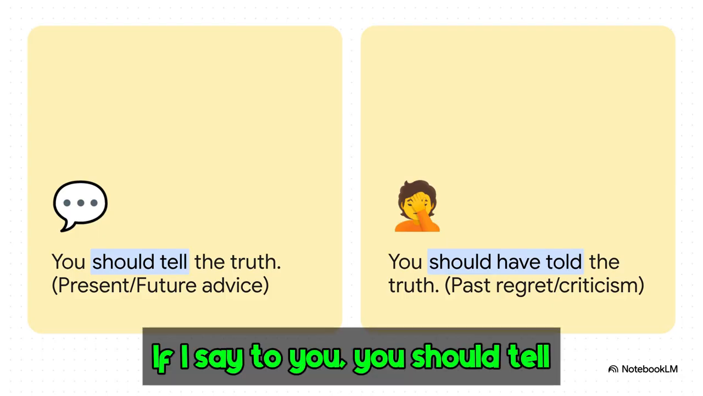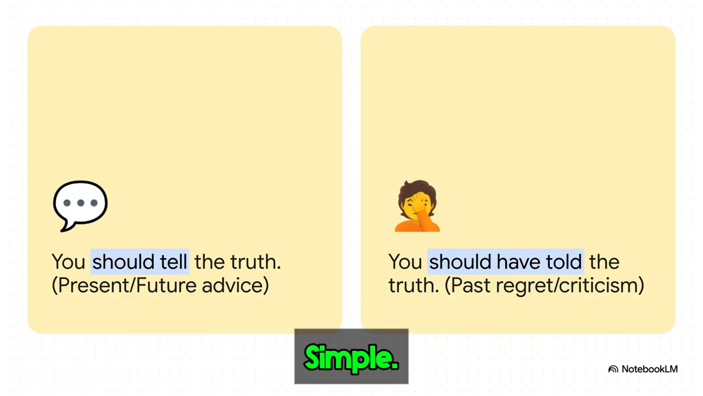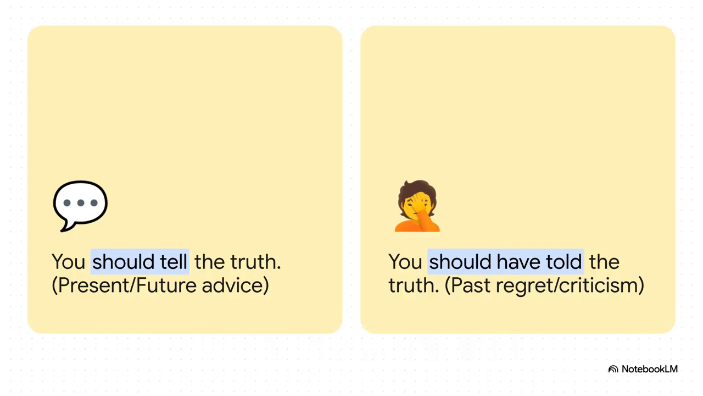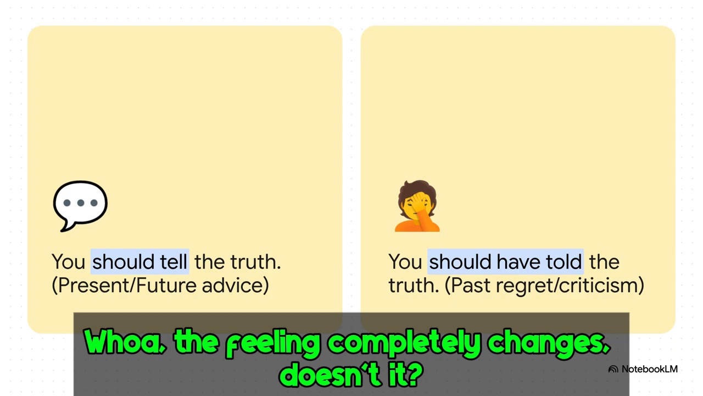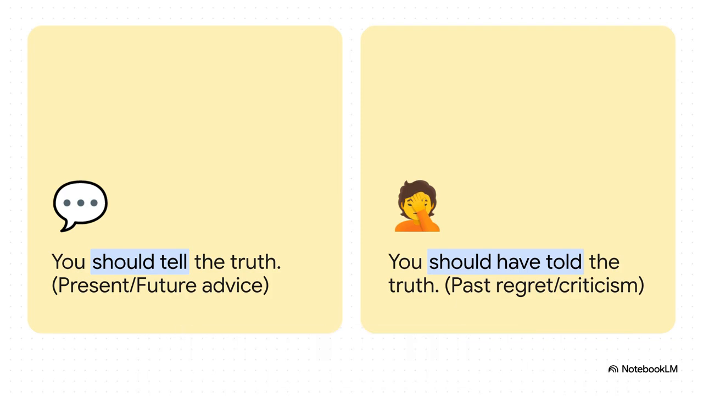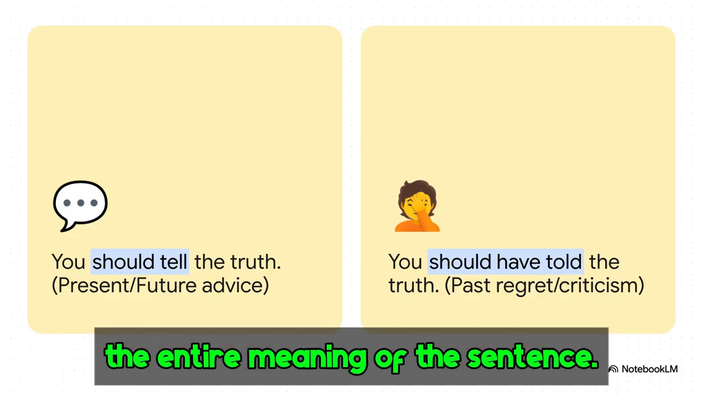If I say to you, you should tell the truth, I'm giving you advice for right now or the future. Simple. But what happens if I say, you should have told the truth? Whoa, the feeling completely changes, doesn't it? It's not advice anymore. It's a criticism. It's a regret. It's looking backwards. That one tiny change, adding have told, flips the entire meaning of the sentence.